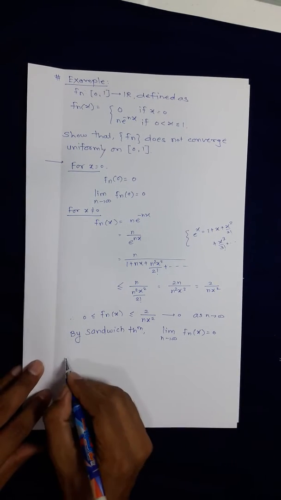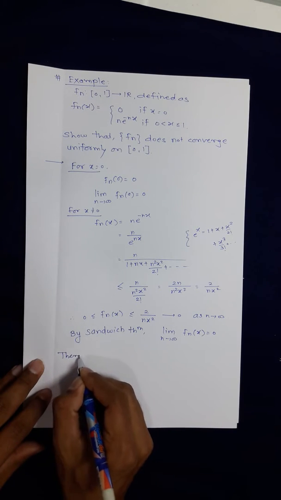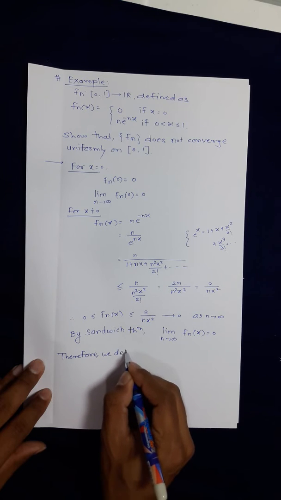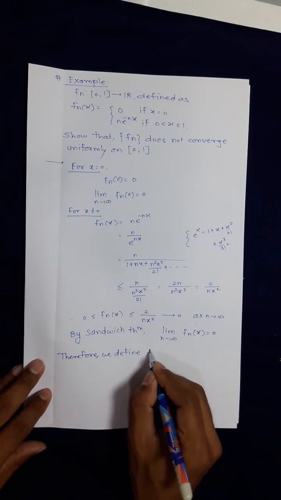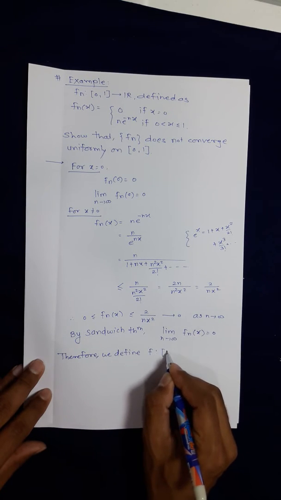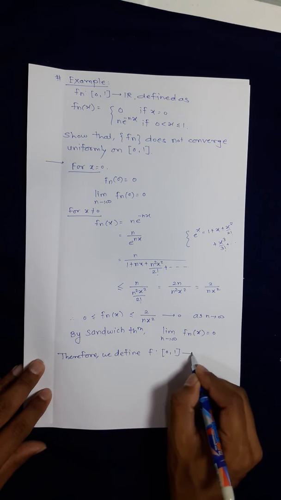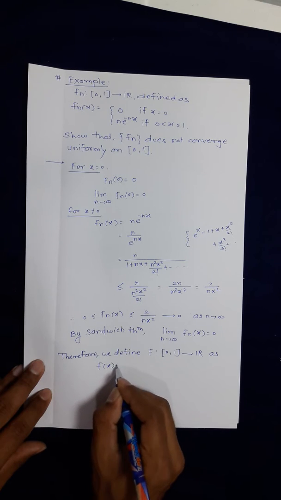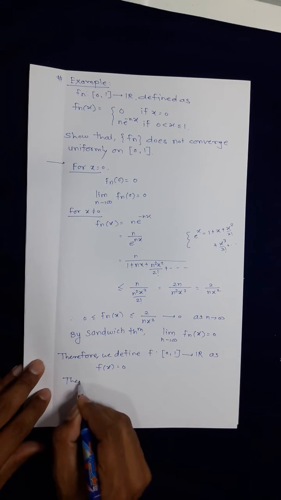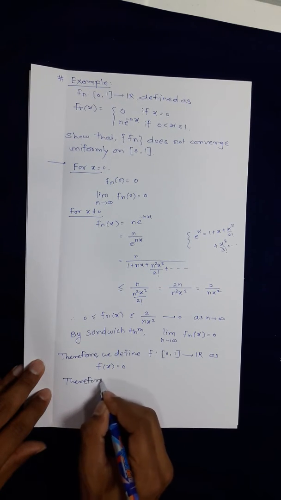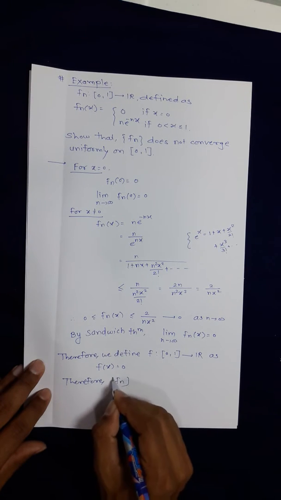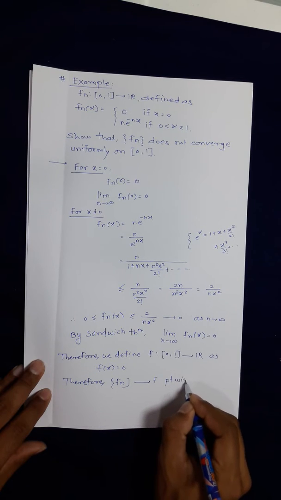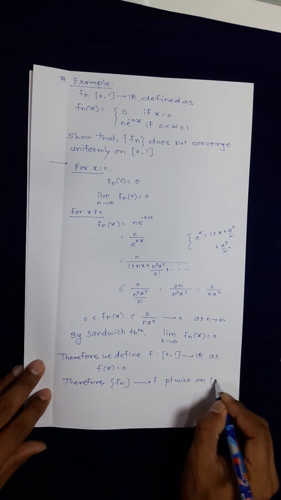So therefore we define a pointwise limit f from [0, 1] to R as f of x is equal to 0. Therefore we can say our fn converges to f pointwise on the closed interval [0, 1].